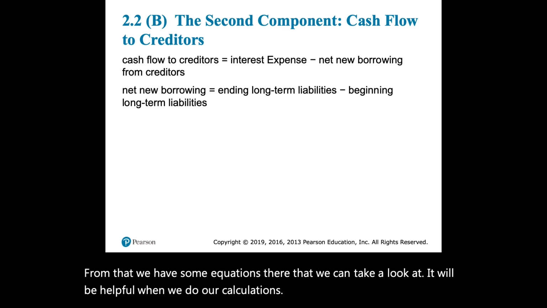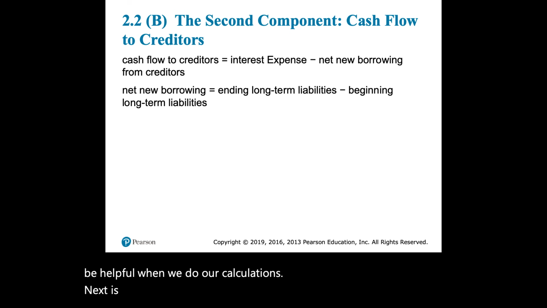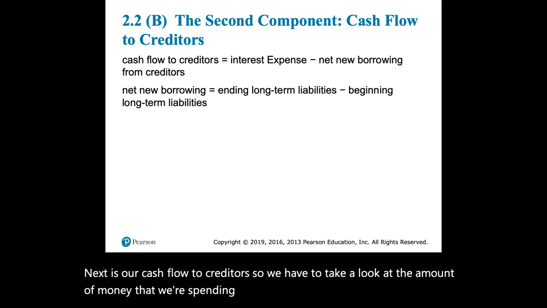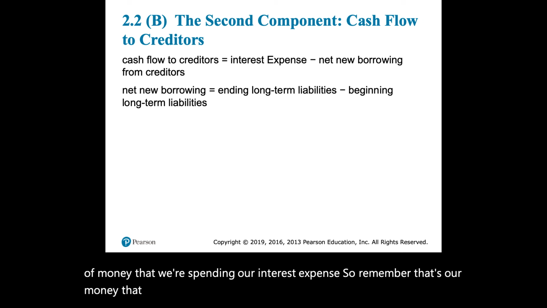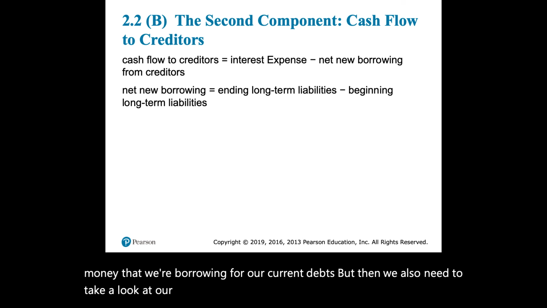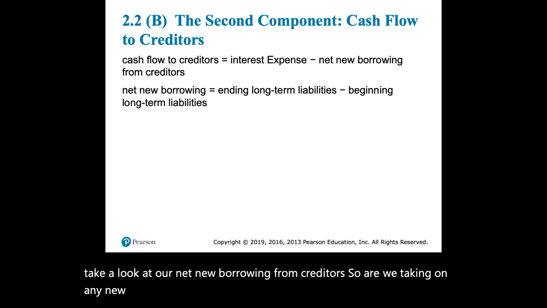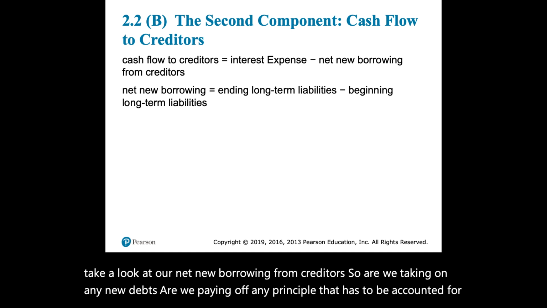Next is our cash flow to creditors. So we have to take a look at the amount of money that we're spending on our interest expense. Remember, that's the cost of the money that we're borrowing for our current debts. But then we also need to take a look at our net new borrowing from creditors. Are we taking on any new debts? Are we paying off any principal? That has to be accounted for as well in terms of our cash flow.